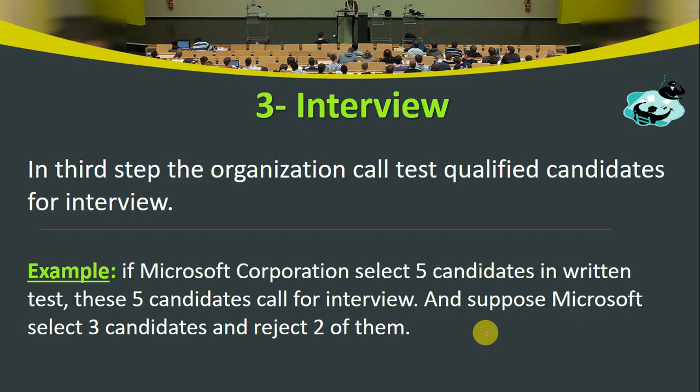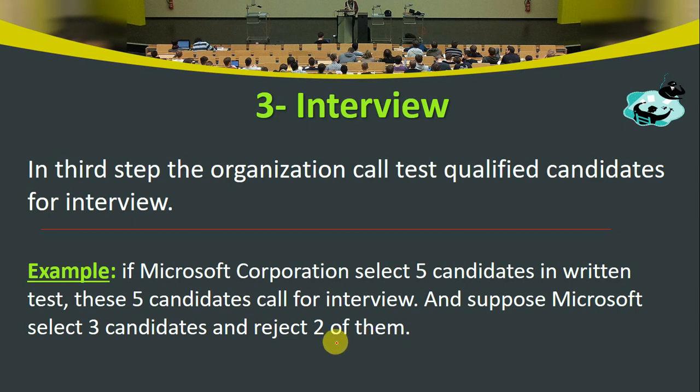یک اینترویو میکنه. مثلا شما میبینید که 10 نفر از 10 نفر امتحان گرفته شده است که 5 نفر مستحقش بودن، 5 نفر کامیاب شدن در employment test. اونها را باز اینترویو میکنه که if Microsoft corporation select 5 candidates in written test, these 5 candidates call for interview and suppose Microsoft select 3 candidates and reject 2 of them.